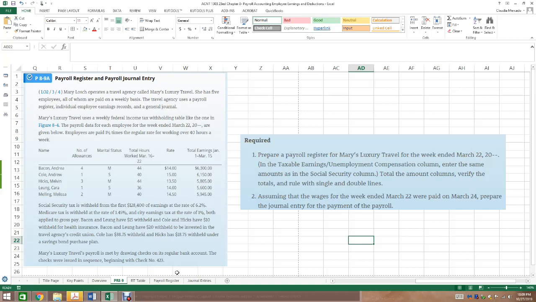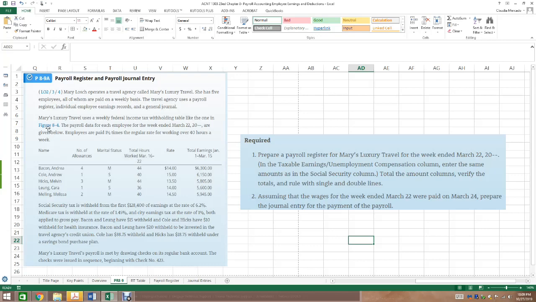Problem 8-9A. Payroll register and payroll journal entry. It says, Mary Lodge operates a travel agency called Mary's Luxury Travel. She has 5 employees, all of whom are paid on a weekly basis. So we know that we pay them weekly. The travel agency uses a payroll register, individual employee earnings record, and a general journal. Mary's Luxury Travel uses a weekly federal income tax withholding table like the one in figure 8.4.